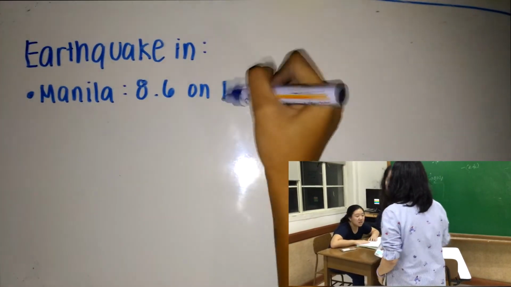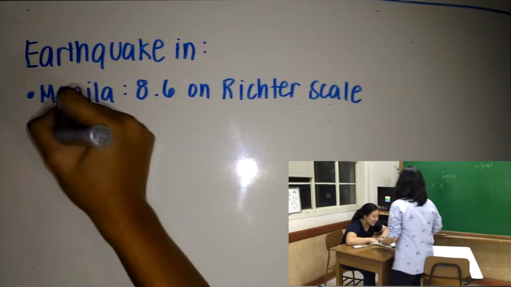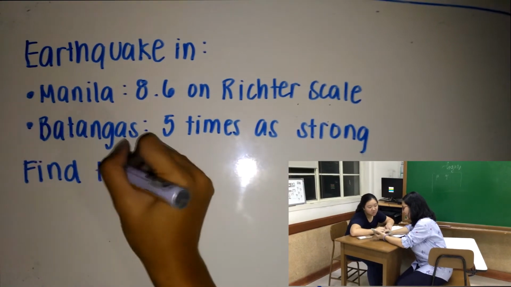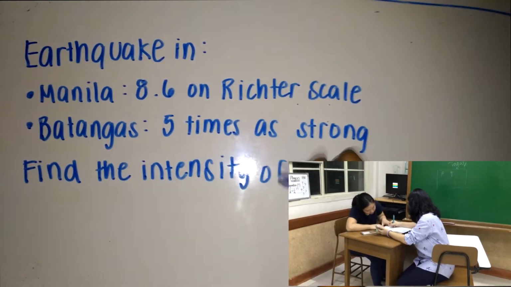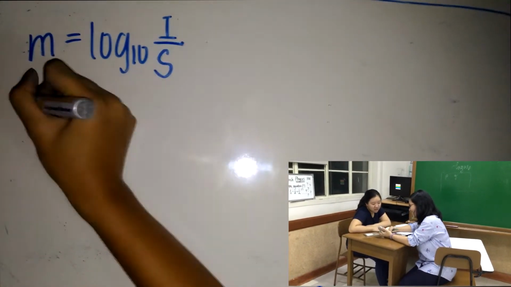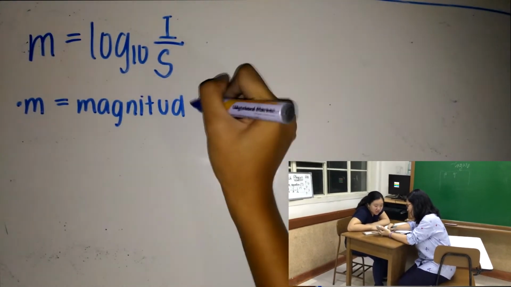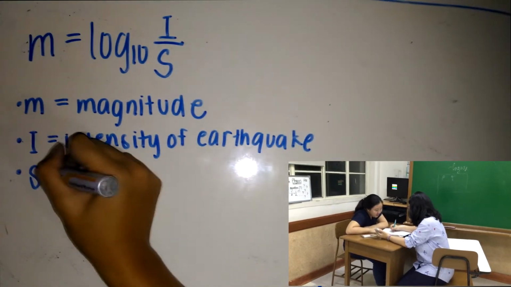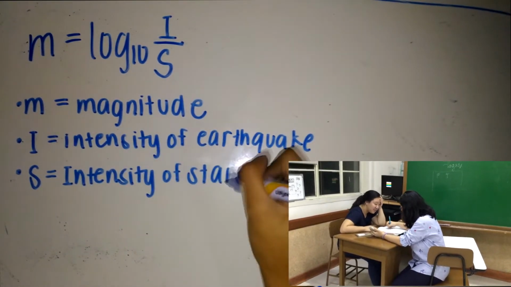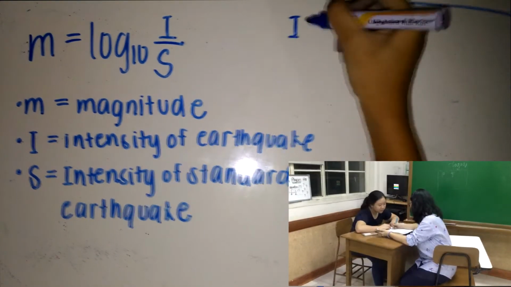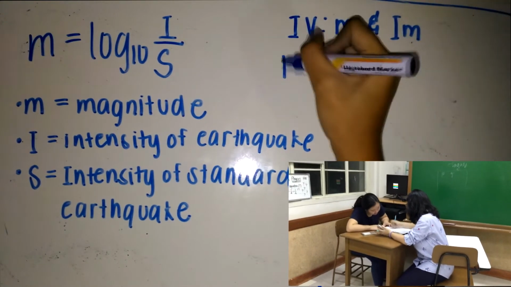The question is, there was an earthquake in Manila that registered 8.6 on the Richter scale. In the same year, Batangas experienced an earthquake that was 5 times stronger. What was the magnitude of the earthquake in Batangas? We know that the equation for magnitude is M equals log base 10 of I over S. M for magnitude, I for intensity of the earthquake, and S for the intensity of the standard earthquake. In this situation, the independent variable is the magnitude and the intensity of Manila, and the dependent variable is the intensity of Batangas.